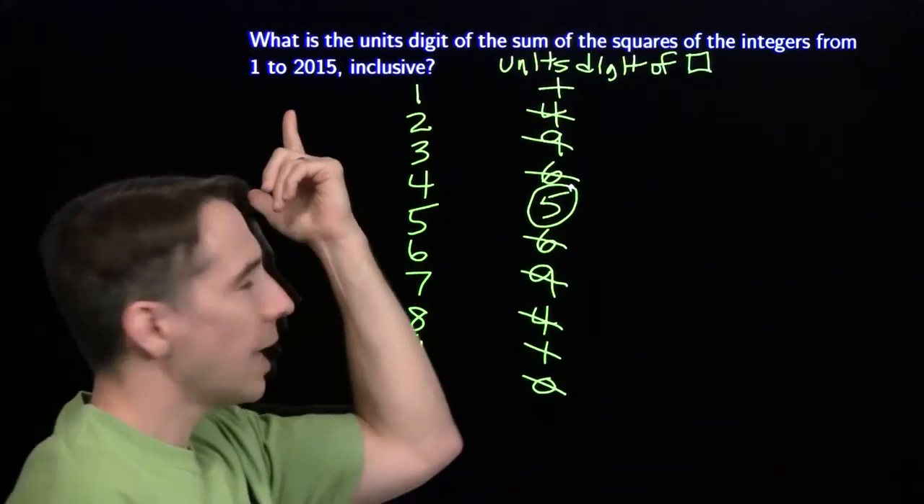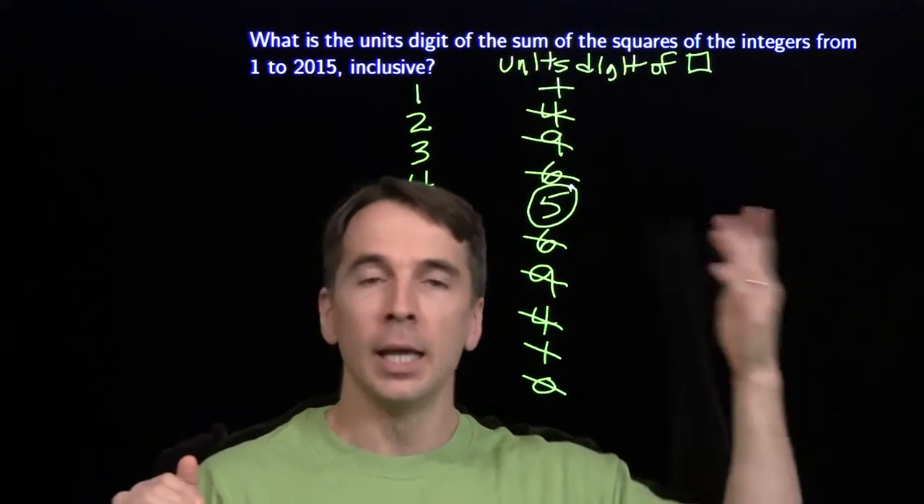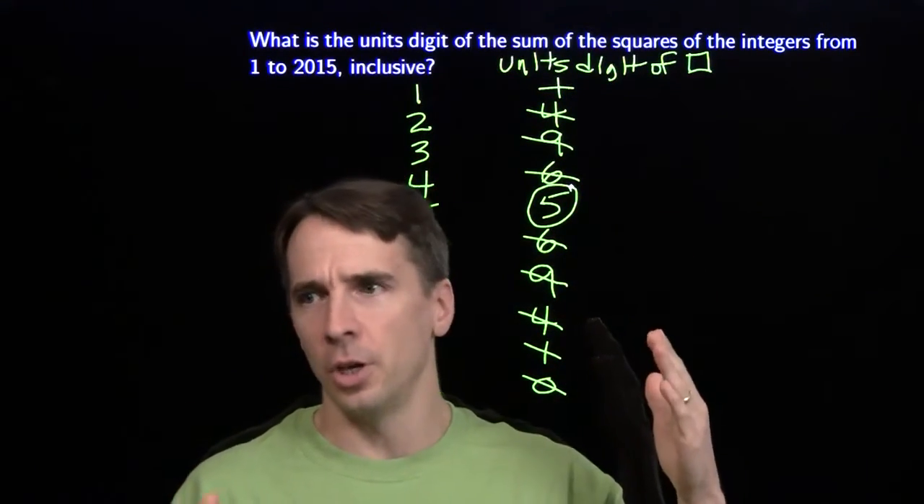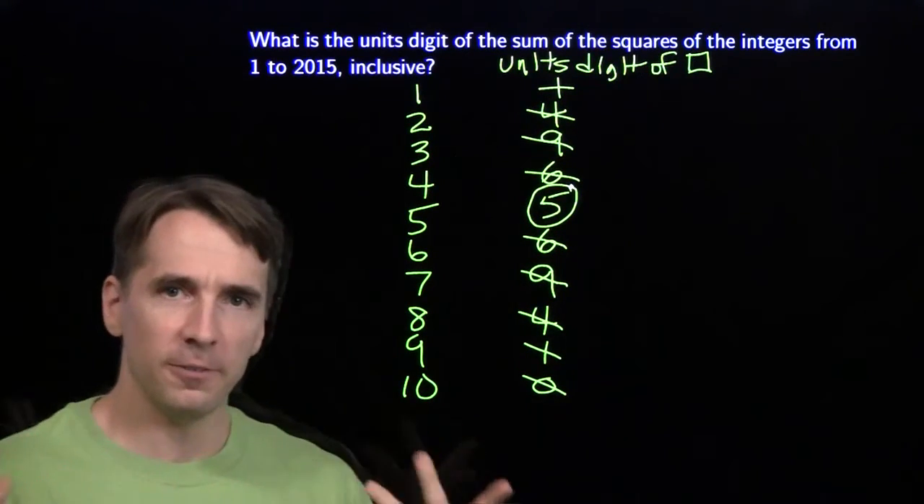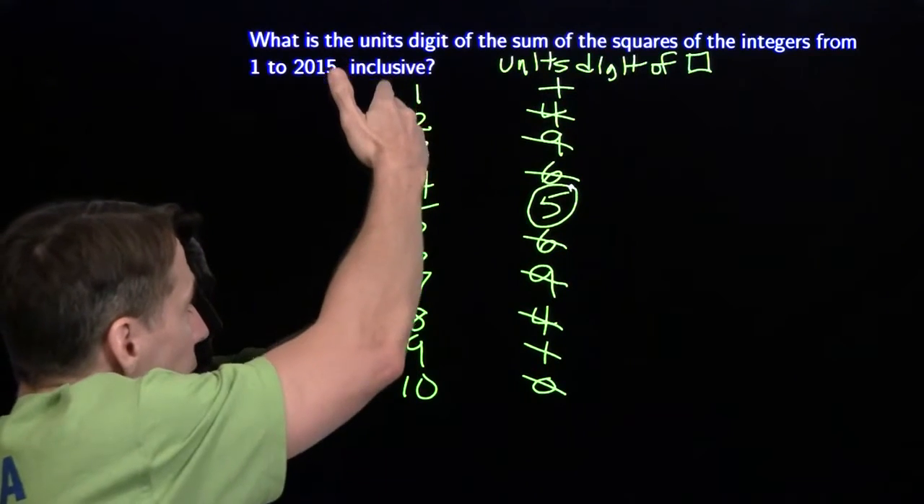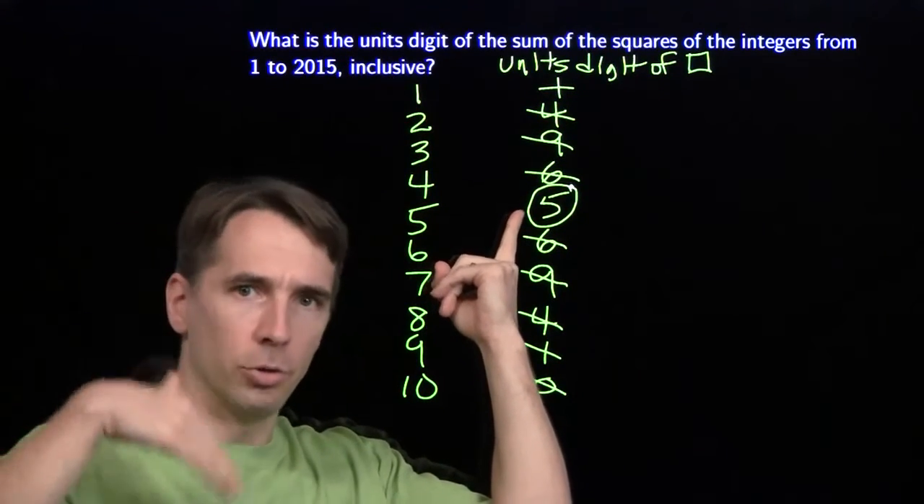And then we're just left with the last 15 there. I'm going to go from 2001 out to 2015 and look at the units digit of those squares. I don't care about the 2,000 bit. I'm just looking at the squares from 1 to 15 now. Now I already know that when I go from 1 to 10, I'm going to end up with a units digit of 5 when I add up all those squares.